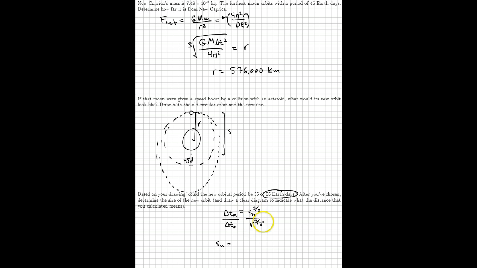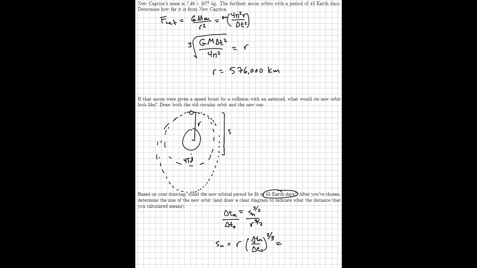So I'm going to take this 3 halves here, and I'm going to raise both sides to the 2/3. Delta t new over delta t old, to the 2/3, and times r. So now I've solved it for that.